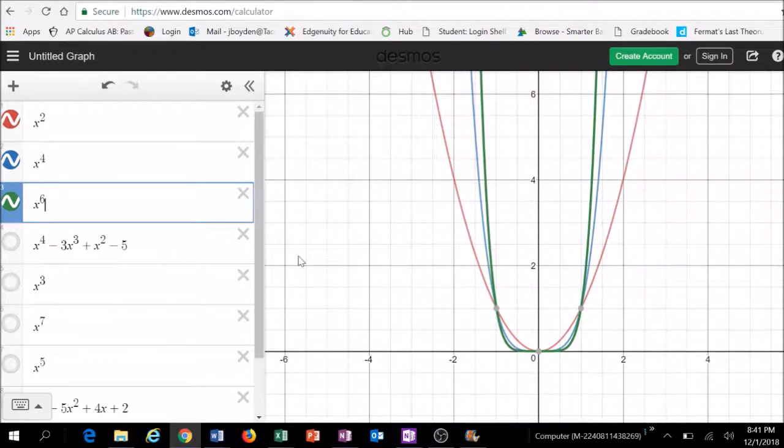What about when you put a negative in front of x to the 6th? Making it negative just flips it, like we'd probably expect. So both ends are pointing in the same direction.